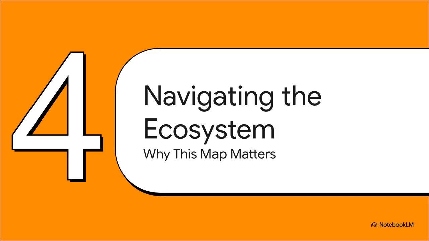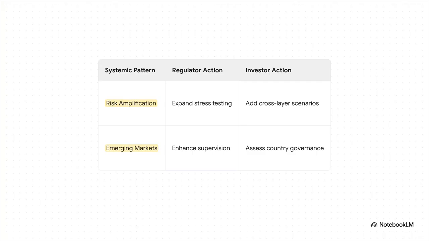Okay, so we've built our map, we've identified the absolutely critical role of governance. But let's bring it back to the real world. Why does this actually matter? How can you use this framework to better navigate the crazy world of finance? This is where the map becomes a really practical tool.